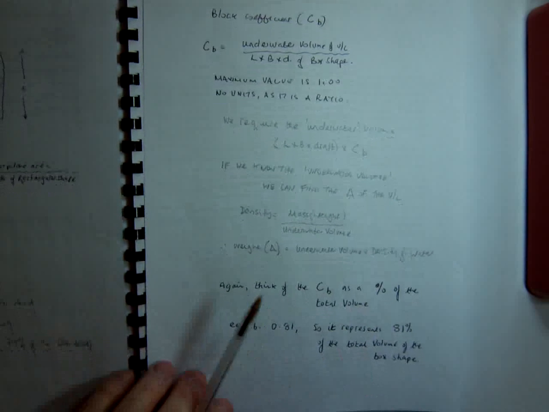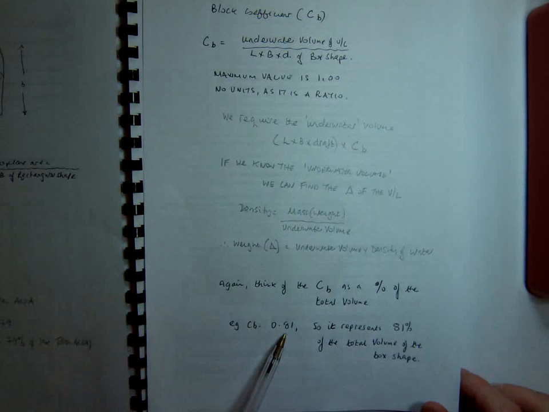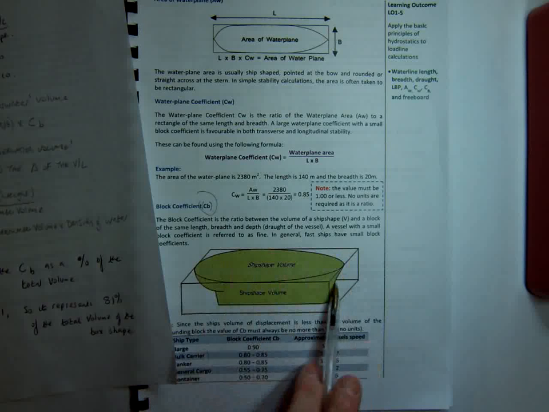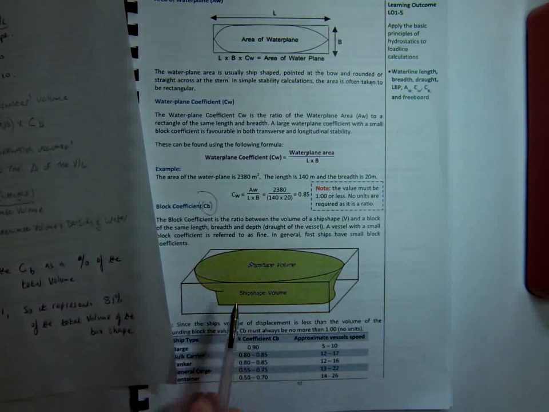And again, we can think of the block coefficient as a percentage of the total volume. So if we were to say that the CB was 0.81, what we're saying is that this whole underwater volume is 81% of the total 100% volume. So really imagine those figures, 0.81, 0.79, whatever they are, as basically percentages of the total amount. And that's the covering of waterplane coefficient and block coefficient.